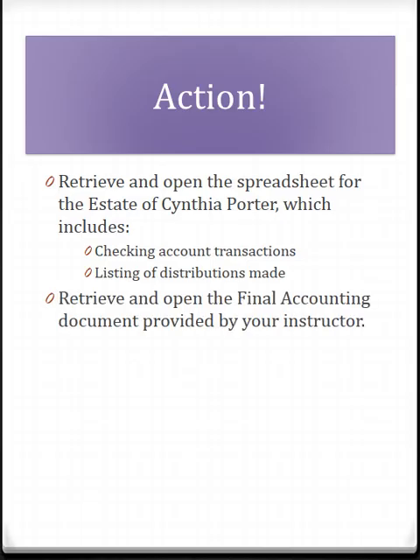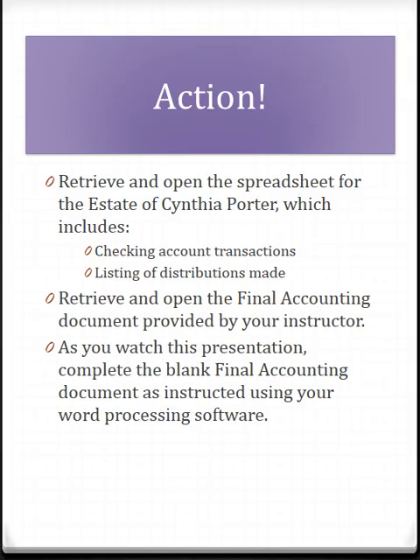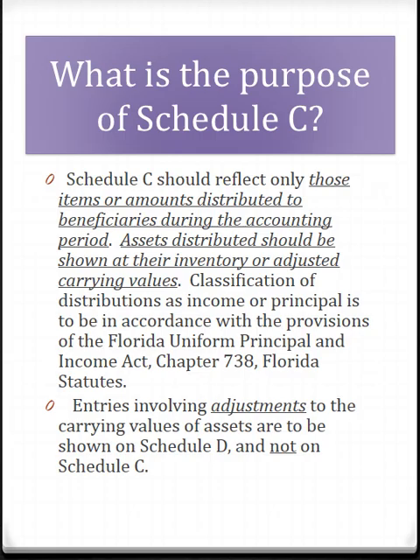You will need to have these documents handy for you, including the inventory. All right. The purpose of Schedule C. If you just look at the Schedule C, you can see it's pretty simple. It is distributions. Remember that Schedule C should reflect items or amounts distributed to beneficiaries during the accounting period. And they're shown at their inventory value, or if there had to have been an adjustment, they're shown at their adjusted value.